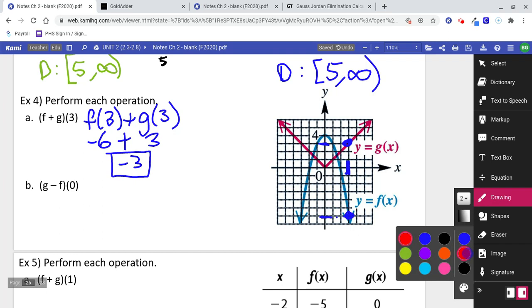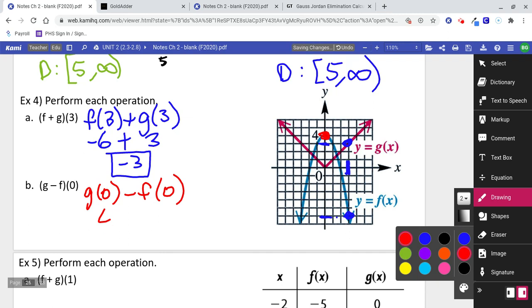Now let's do the other one. We've got g of 0 minus f of 0. So look at g of 0. G of 0 is right here at 4. F of 0, oh wait, did I do that backwards? I did that backwards, didn't I?